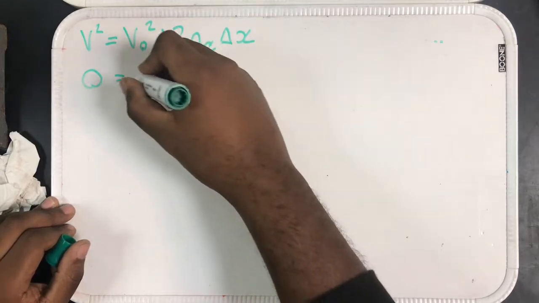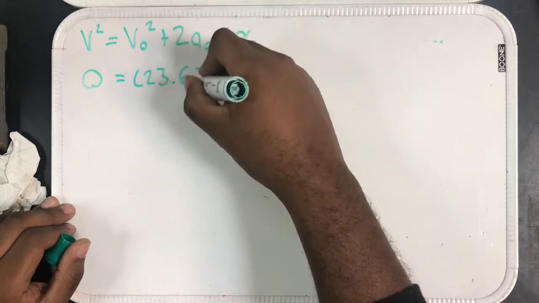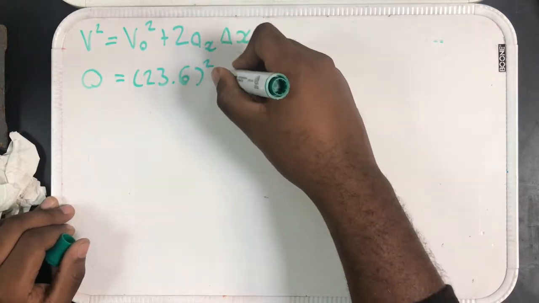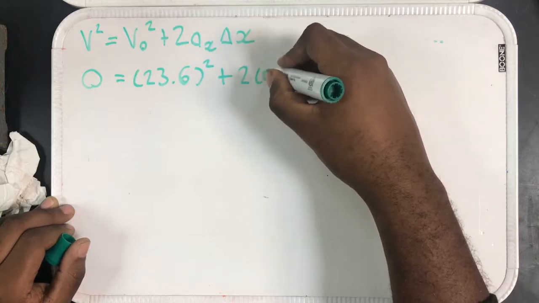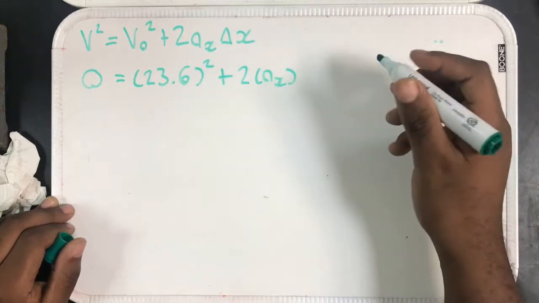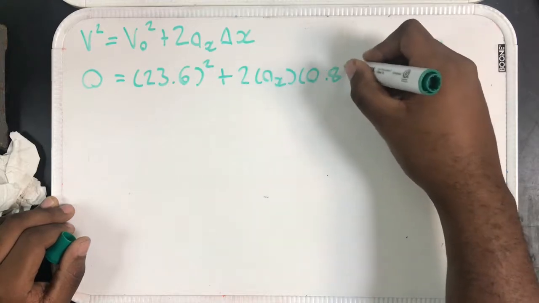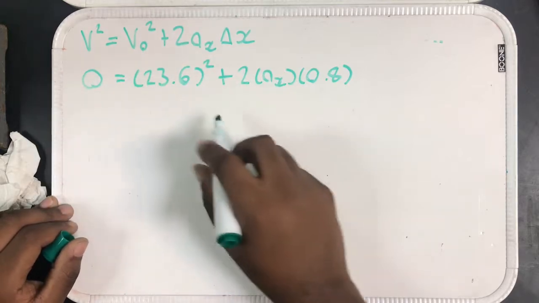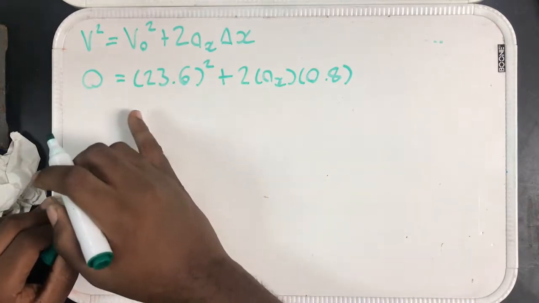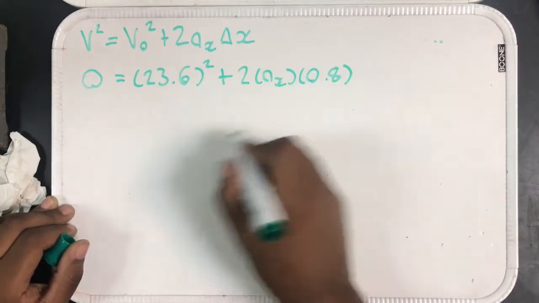So from here, we know our final velocity is 0. We know our initial velocity is 23.6 squared plus 2 times acceleration in the x. I just like to put everything in brackets so it's nice and clean when I'm taking things over. And now I'm going to subtract a negative 23.6 all squared from both sides of this equation.